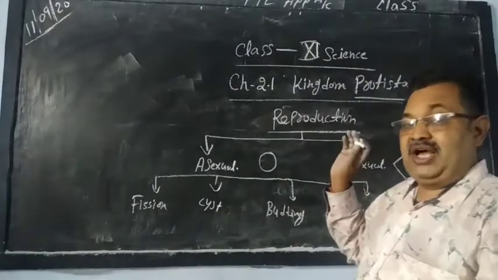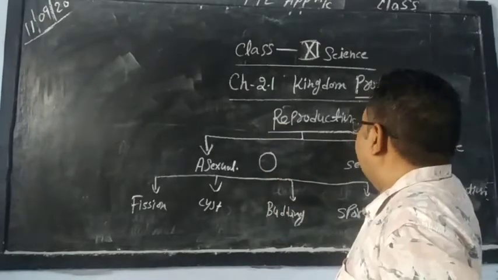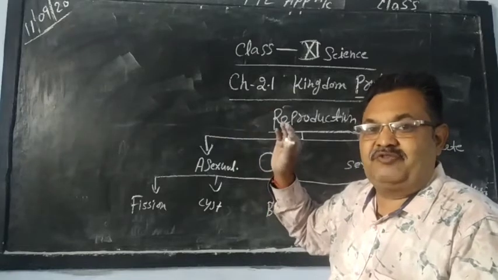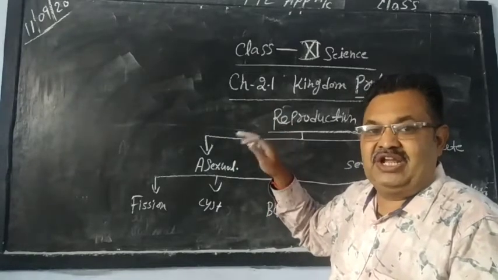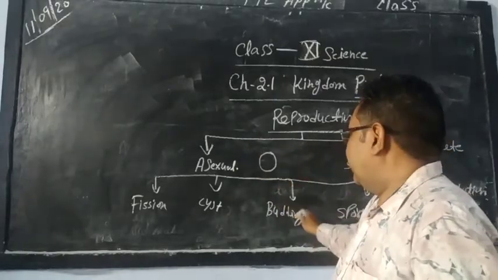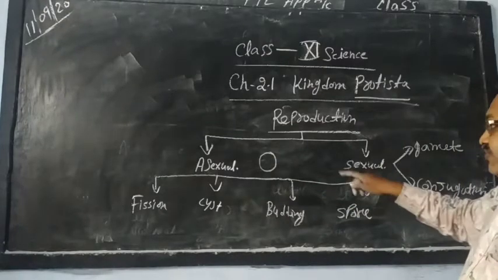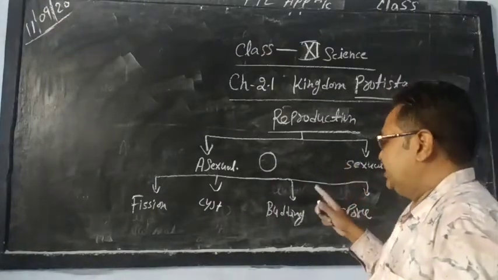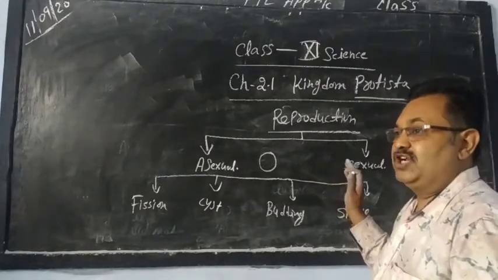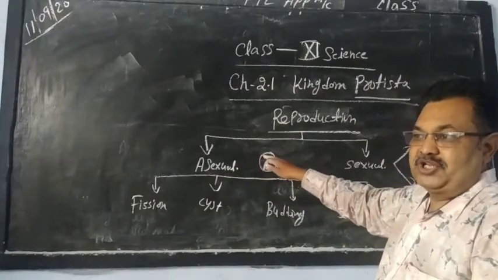In budding, some outgrowths develop on the body of the protist, and these buds are separated from the main body and develop into another organism. Such type of reproduction is known as budding. So there are four types of mode of reproduction. First one is fission, second one is cyst, third one is budding, and fourth one is spore. These four types of mode of reproduction are examples of asexual reproduction.